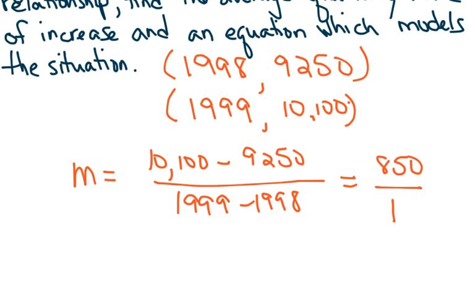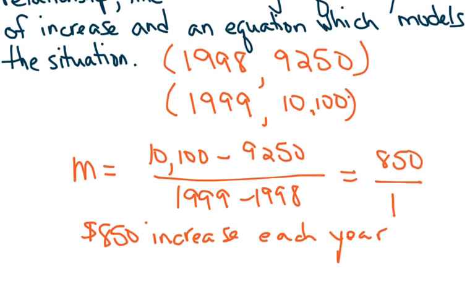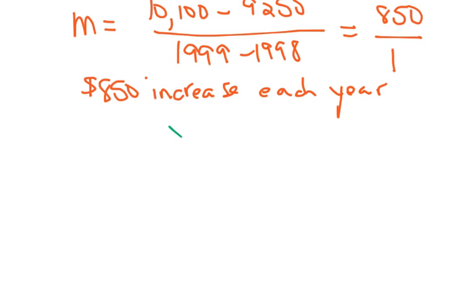So what that slope is telling us about the problem is that there is an $850 increase each year. That's what the rate of change means. Okay, well now I know m. What I need to find now is b.